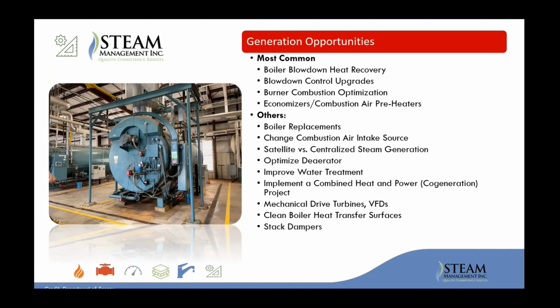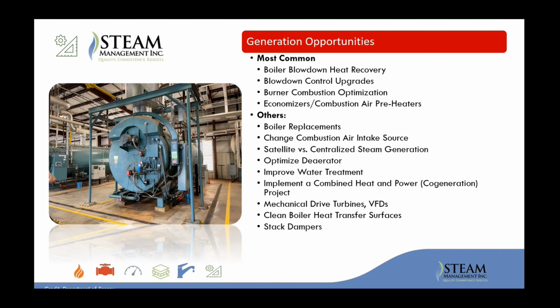Generation opportunities. These are opportunities in the boiler house. The most common of these that we've been seeing lately are blowdown heat recovery and blowdown control upgrades. We've been seeing a lot of combustion optimization like O2 trim systems and things like that. And then economizers or combustion air preheaters are good opportunities as well. There are some others, I won't read all those, but a lot of opportunities in the boiler house that you can evaluate.